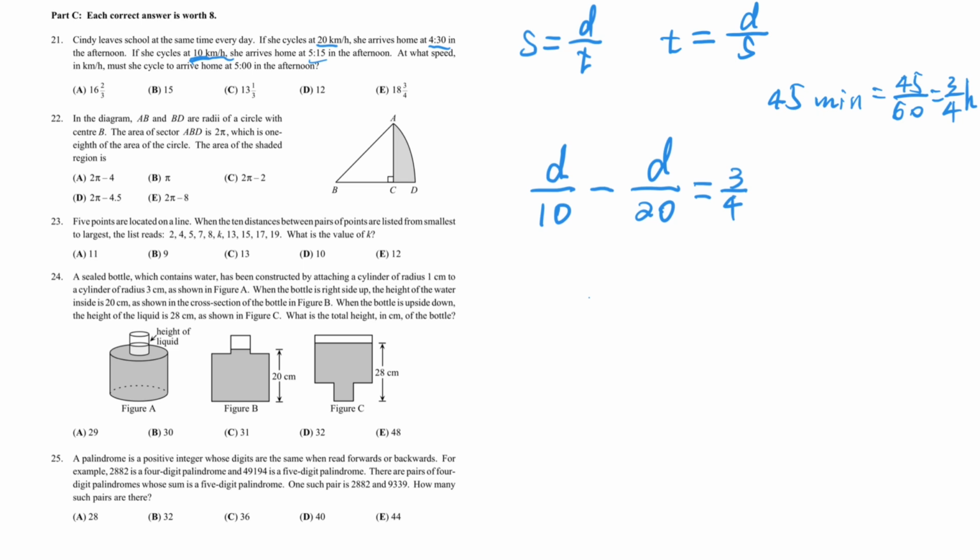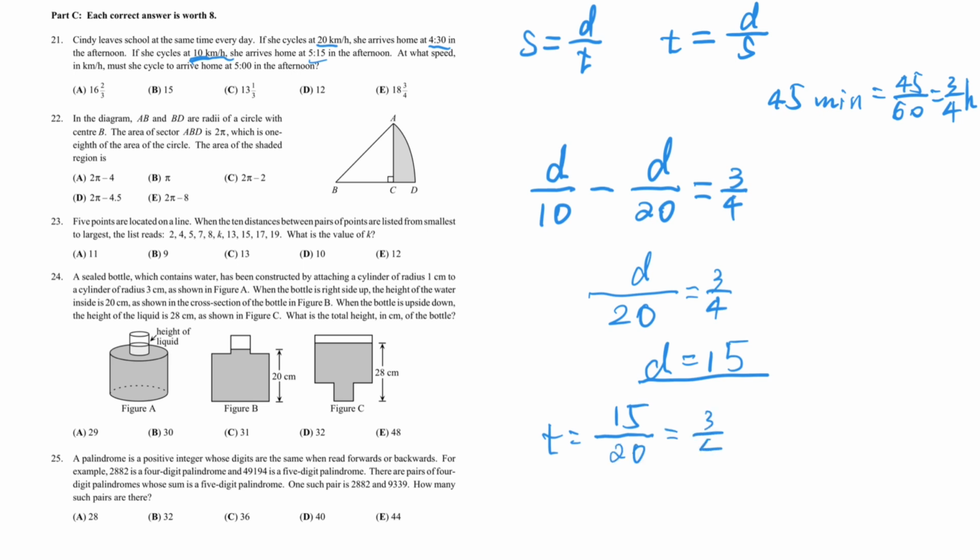So calculate this one. That's the d over 20 equals the 3/4. Multiply both sides of the equation by 20. That d equals the 15. So distance equals 15. When she cycled at the 20, the time is the 15 over 20, 3/4 hour. That's the 45 minutes. So she cycled at 20, used the 45 minutes.